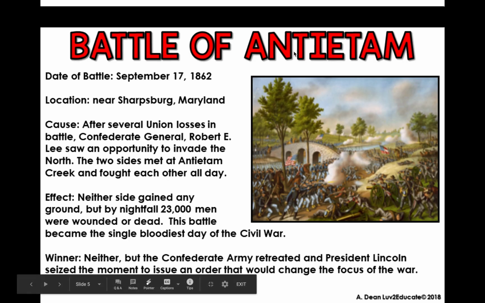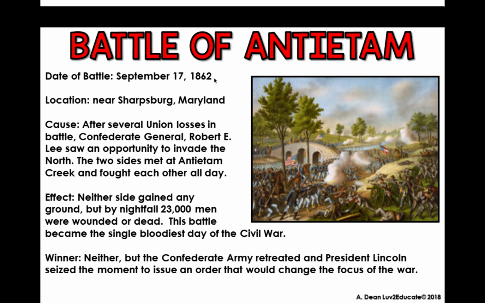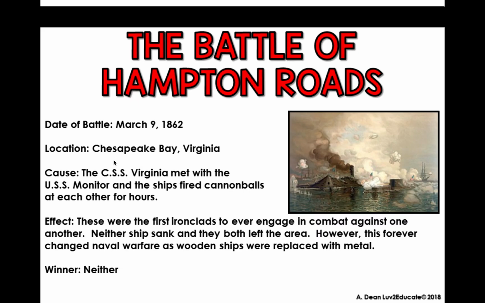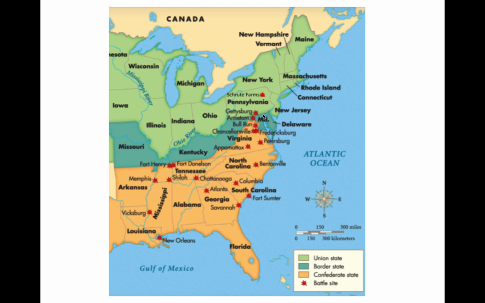Then we have the Battle of Antietam. This was also in the same year, later on in the year, near Sharpsburg, Maryland. After several Union losses in the battle, Confederate General Robert E. Lee saw an opportunity to invade the North. So they were thinking, we're winning all these battles, we're going to try to go into their territory. Going back to the map, remember how we saw there were some battles in the North? Here was the Battle of Antietam. It was actually in border state territory, and as you can see, there are a couple of other battles in Union states.